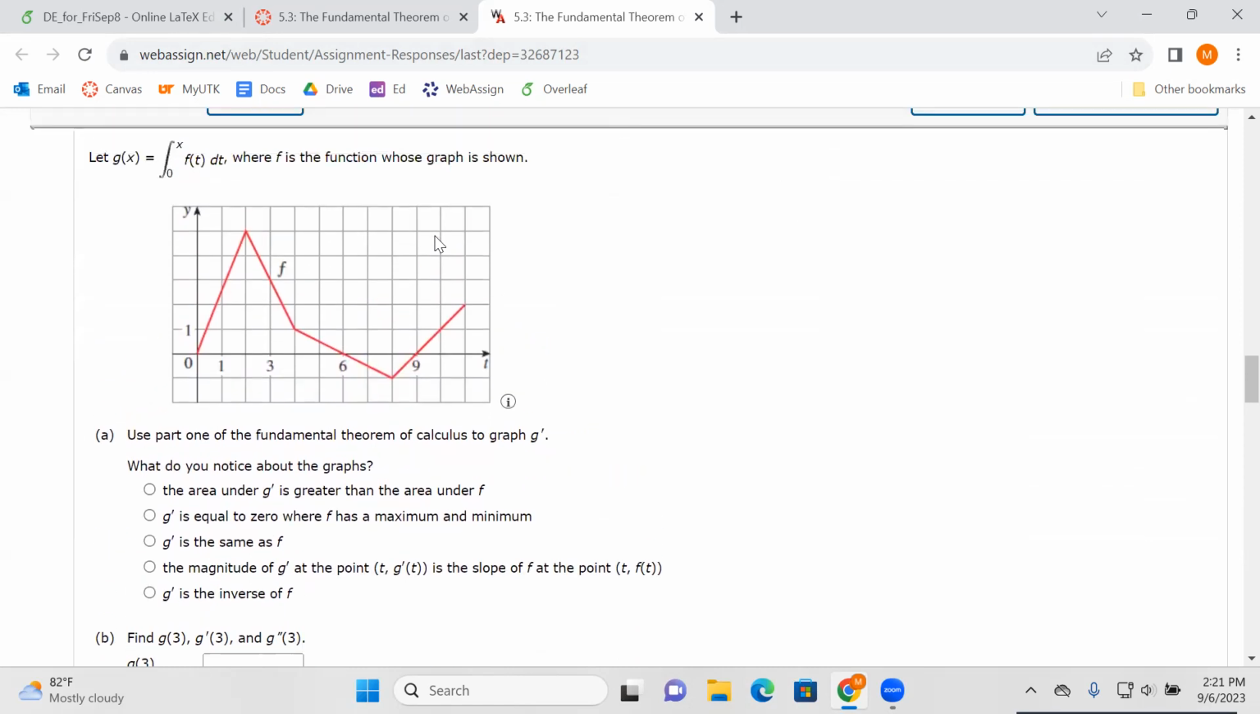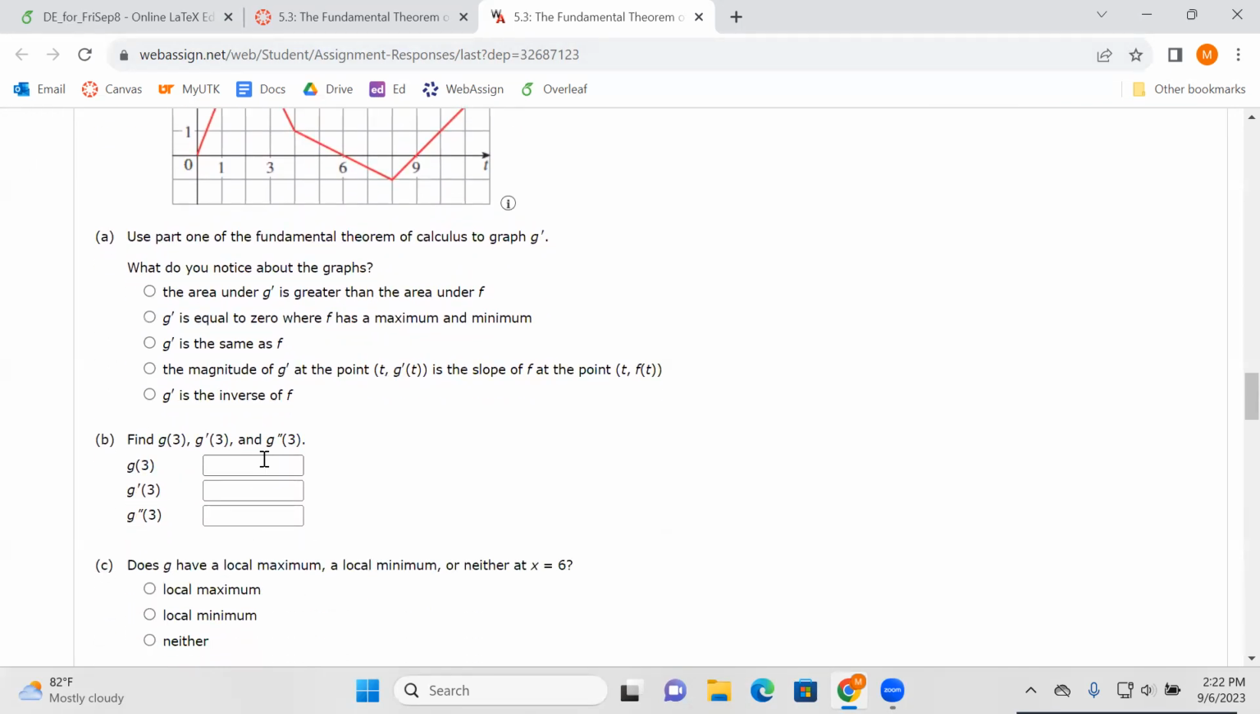Okay, similar question to the last. Use part one of the fundamental theorem. What do you notice? G prime is the same as f. That is the fundamental theorem, right? Because if G is the accumulation function, if G is an integral, the derivative of an integral is the original function itself. And that's exactly what part C says.